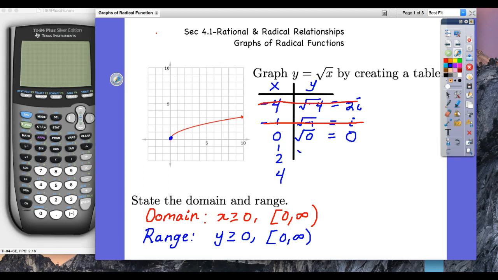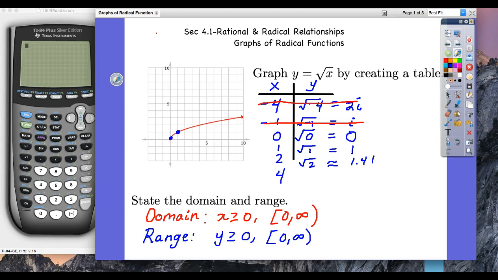Next, 1. The square root of 1 is just 1. So the next point we plot is 1, 1. So I go 1 over, 1 up, there we go. Okay, and now when we do like square root of 2, the square root of 2 is not a perfect square, so it's approximately 1.41. So yes, you can pick any x values that are in the domain, but you want to pick ones that make sense. 1.41 is going to be hard to plot, so I'm going to pick 4.